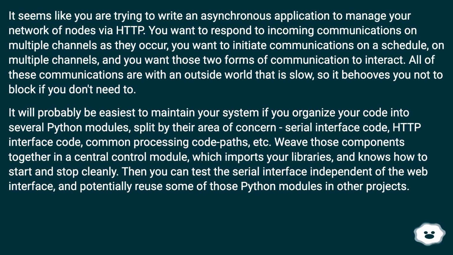It will probably be easiest to maintain your system if you organize your code into several Python modules, split by their area of concern: serial interface code, HTTP interface code, common processing code paths, etc. Weave those components together in a central control module, which imports your libraries, and knows how to start and stop cleanly. Then you can test the serial interface independent of the web interface, and potentially reuse some of those Python modules in other projects.